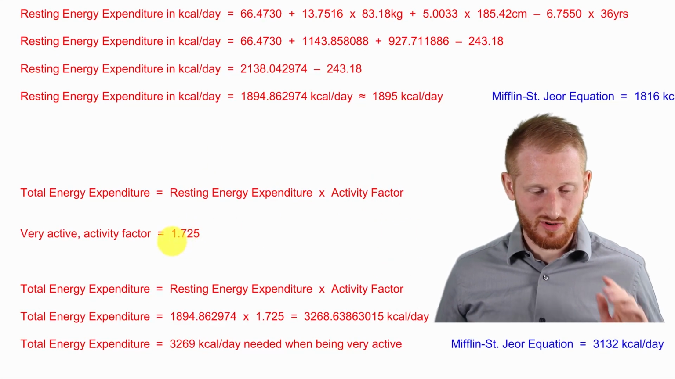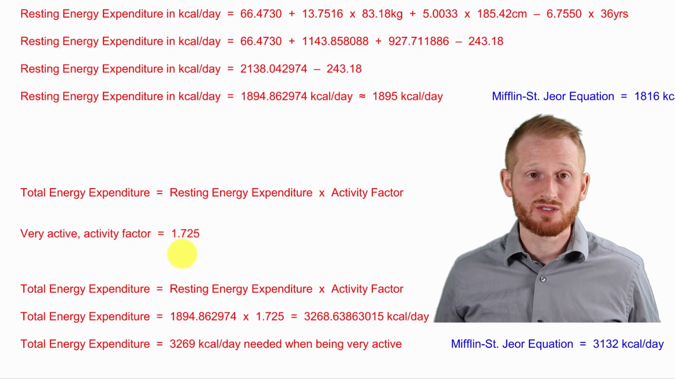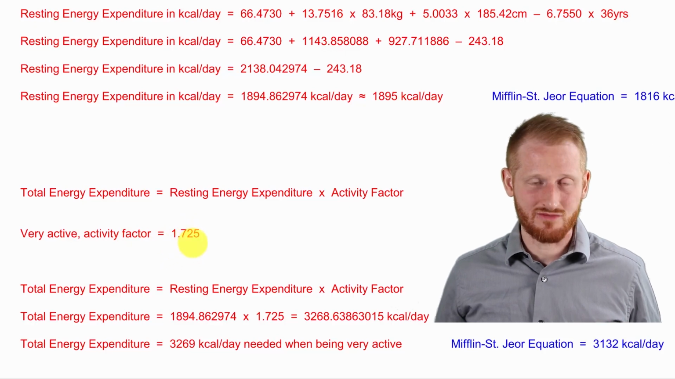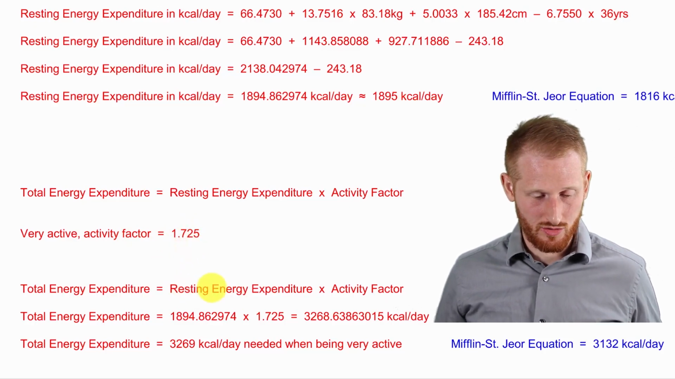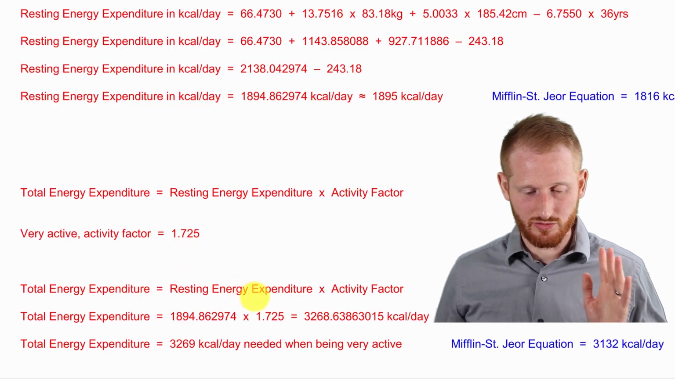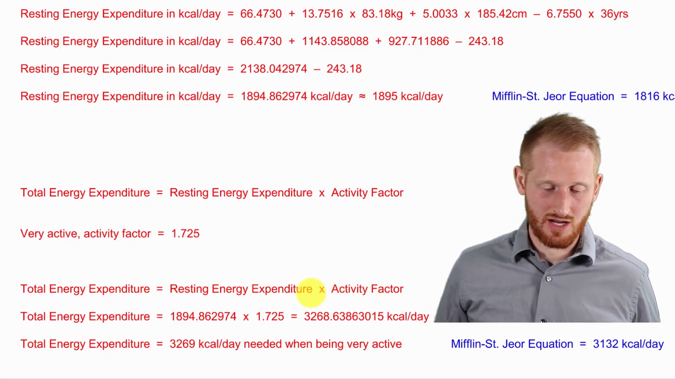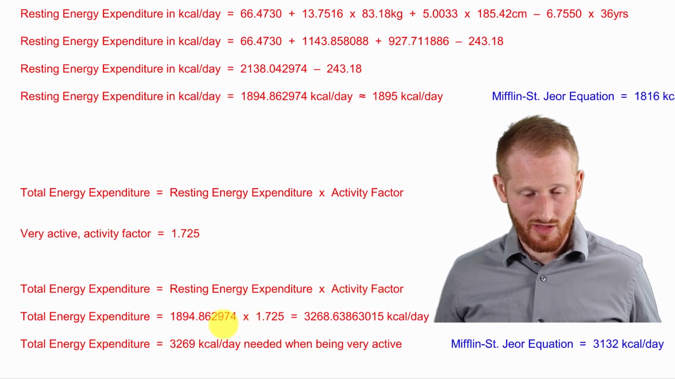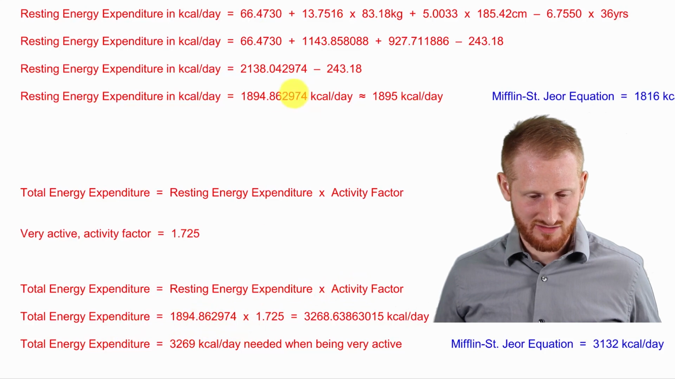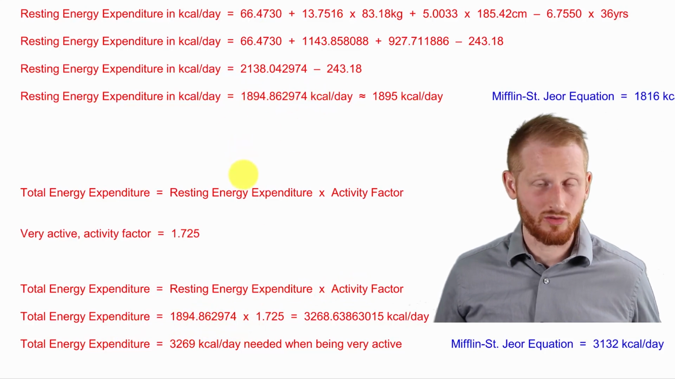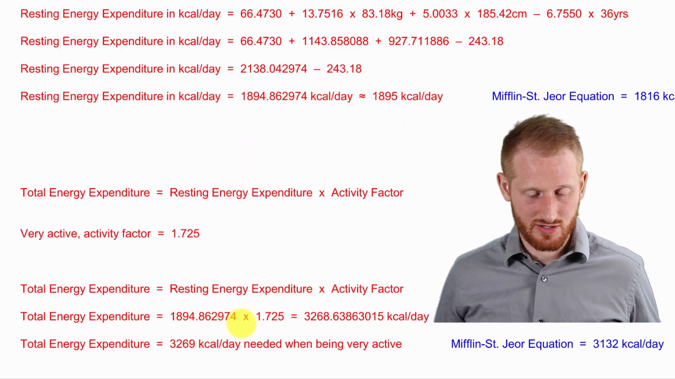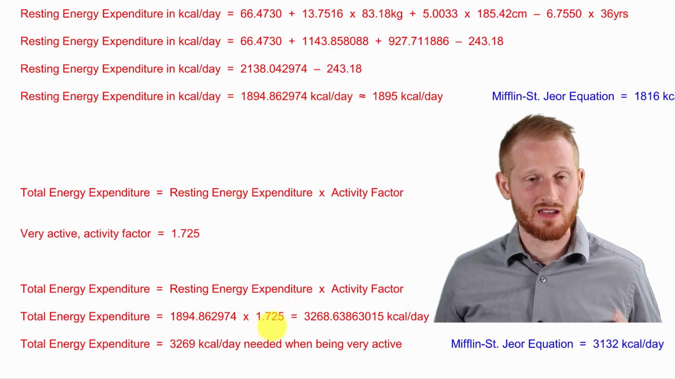All right, so this person was very active, so the activity factor for that was 1.725. All right, so again, here's that same equation. The total energy equals resting times the activity factor. So the resting energy expenditure times the activity factor. Plugging all that in, I kept all the decimal places from this value right here for the resting energy expenditure. Multiply that by the 1.725.